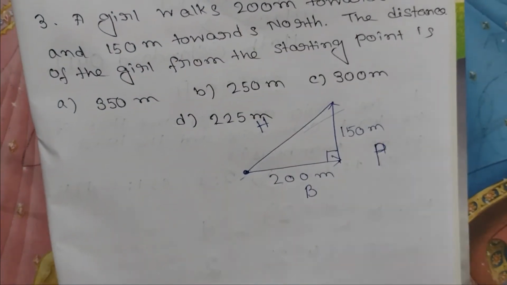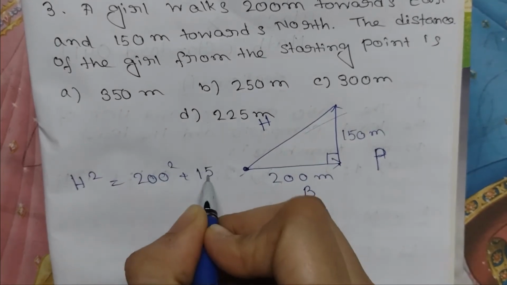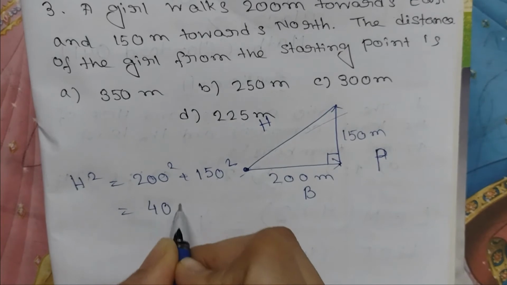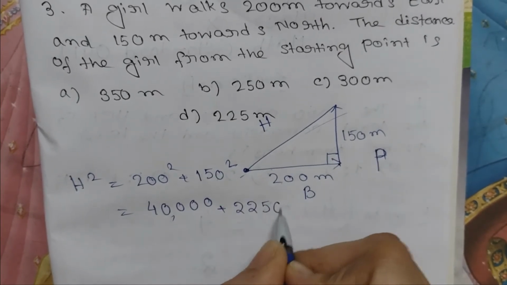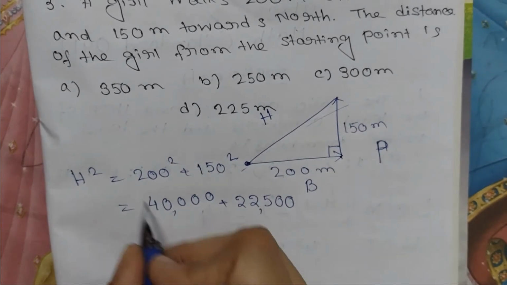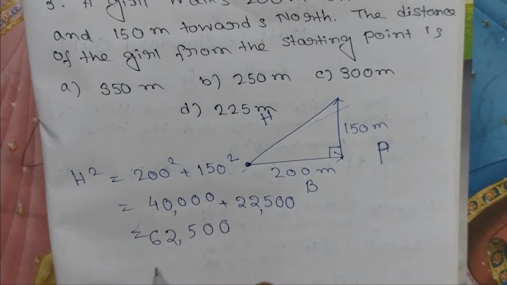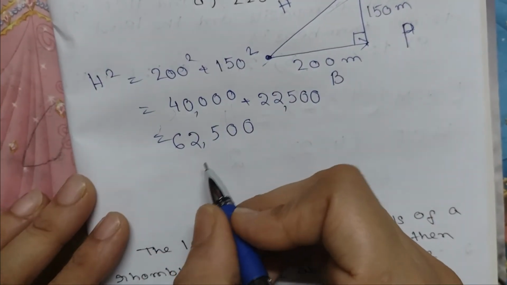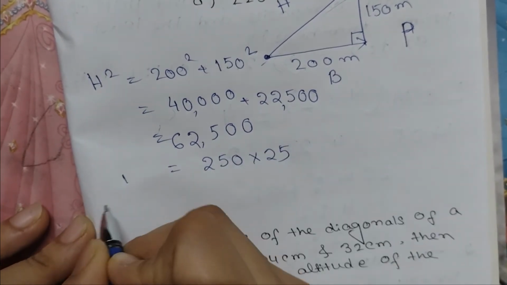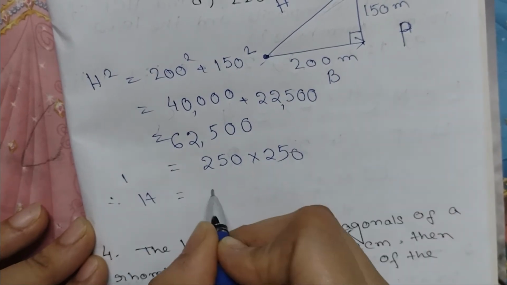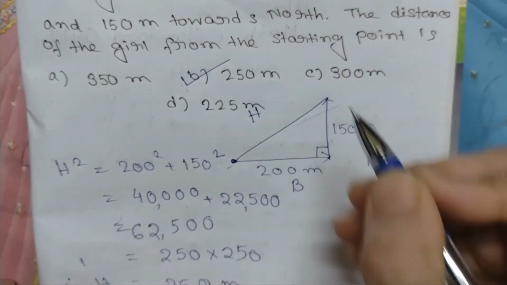Now use the Pythagoras rule. Hypotenuse square will be 200 square plus 150 square. 200 square means 40,000 and this will be 22,500. So add them and you get 62,500. This is nothing but 250 into 250. So h will be 250 meter. Now let's come to the options. So the correct option is B.